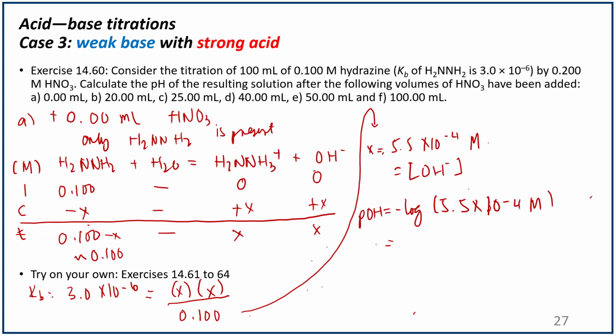That should give you 3.26. Then subtracting that from 14 to get the pH, we get 10.74. Now let's move on with letter B.